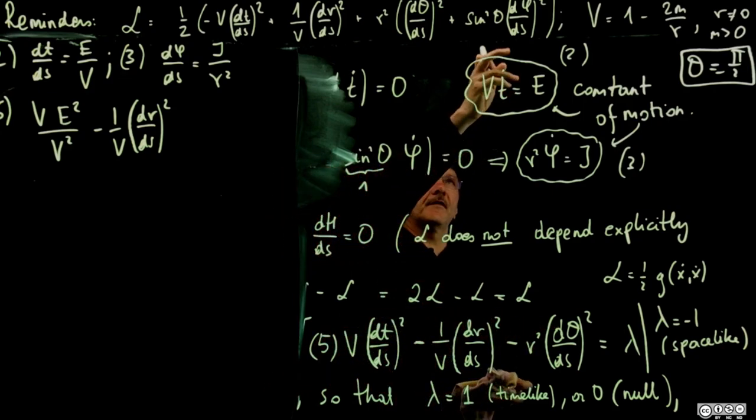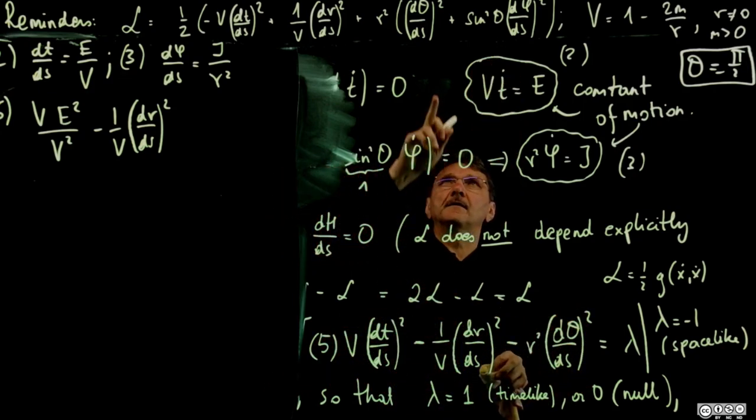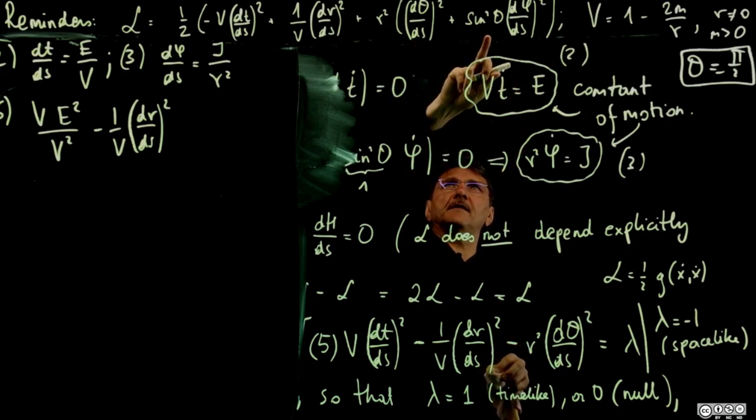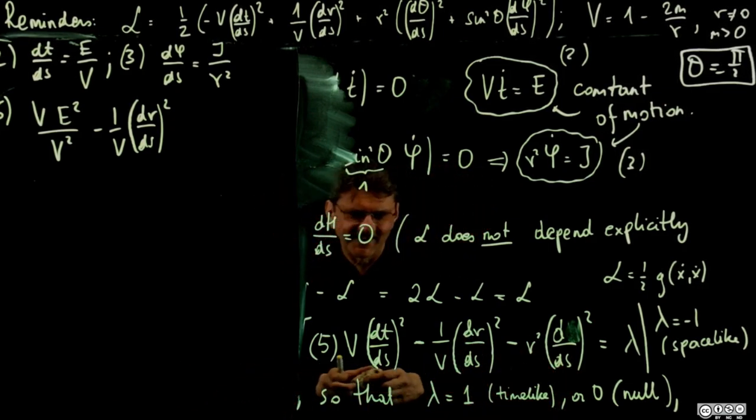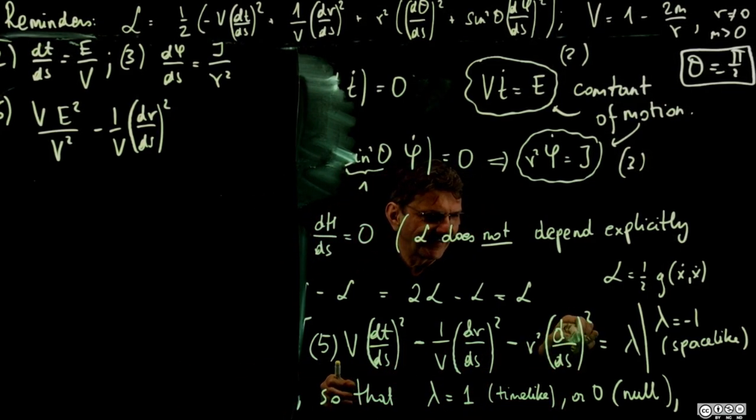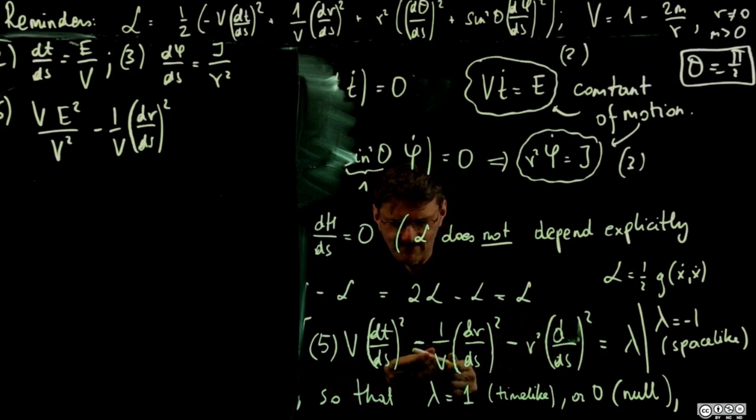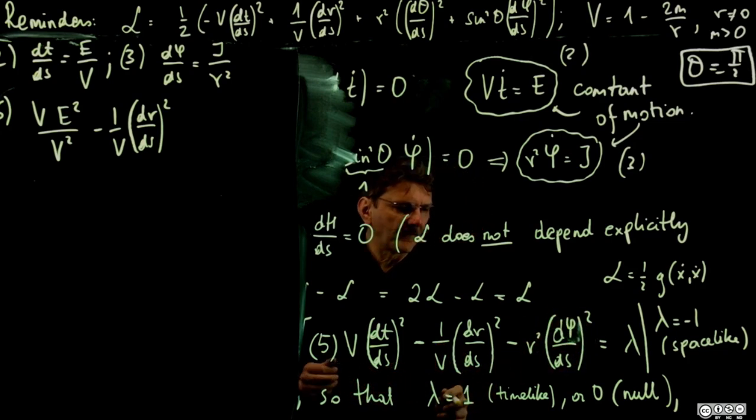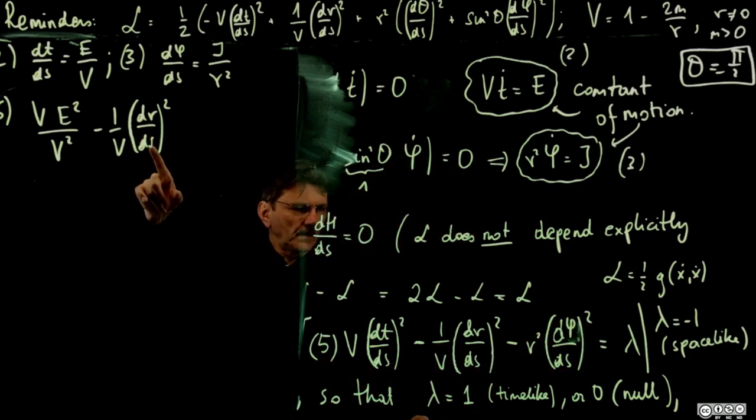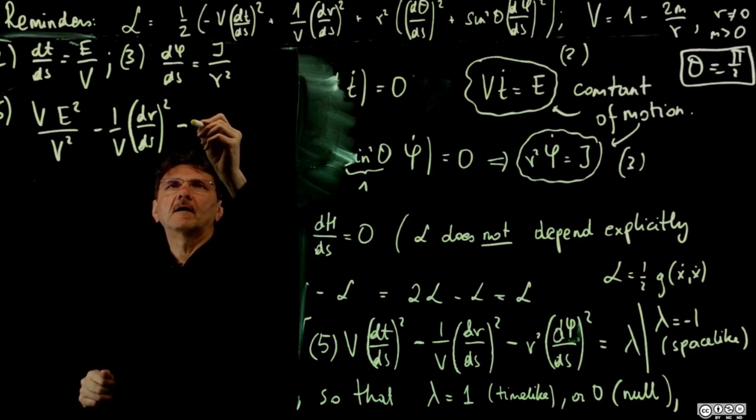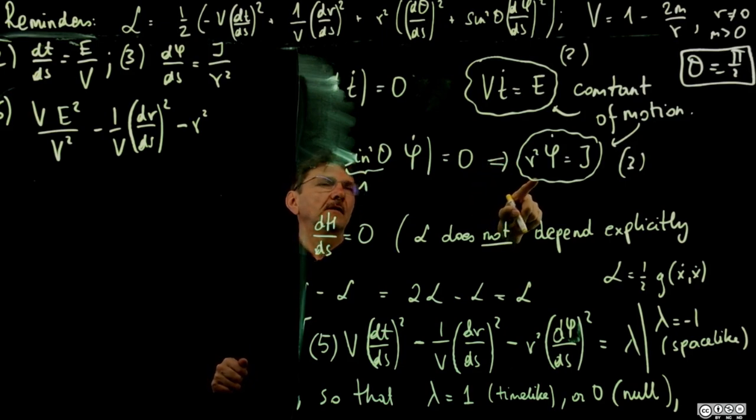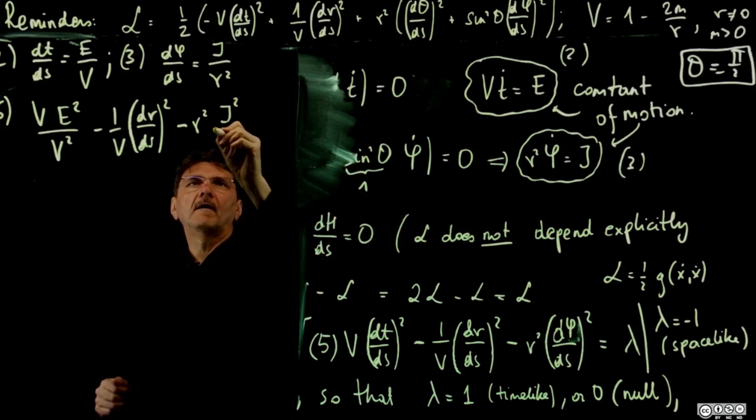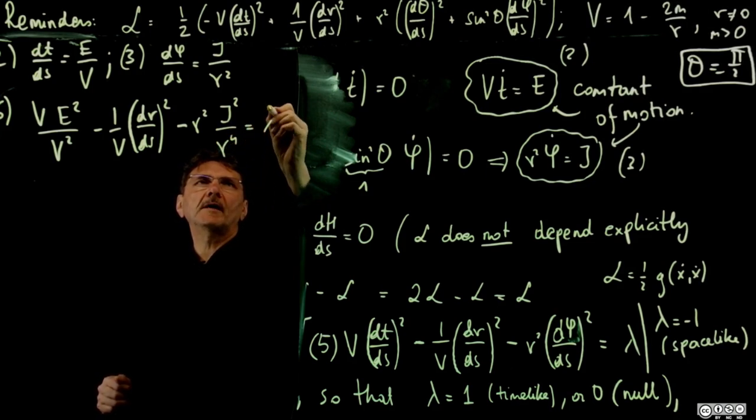Nonsense. This was phi, of course, right? Theta is constant, and sine theta is... Not good today. All right. d phi over ds. Okay. So minus r squared, and then d phi over ds squared is going to be J squared over r to the fourth, is equal to lambda.